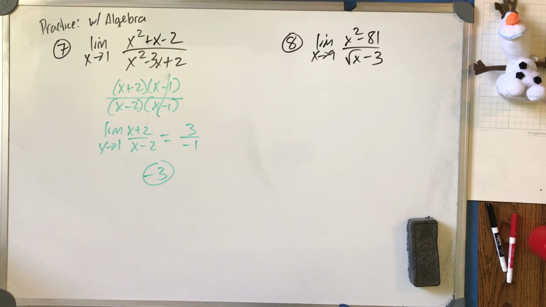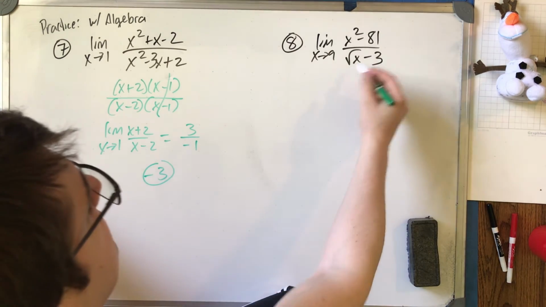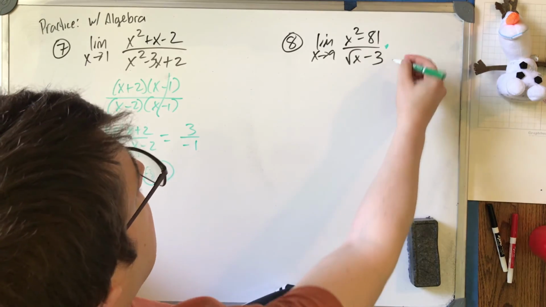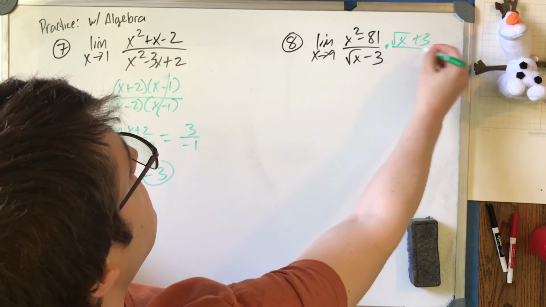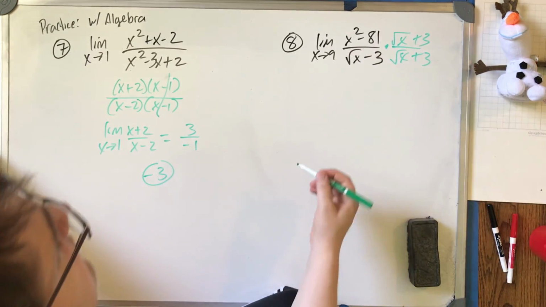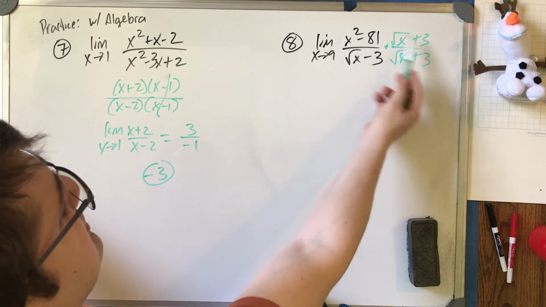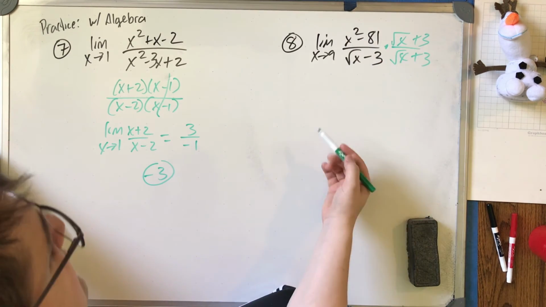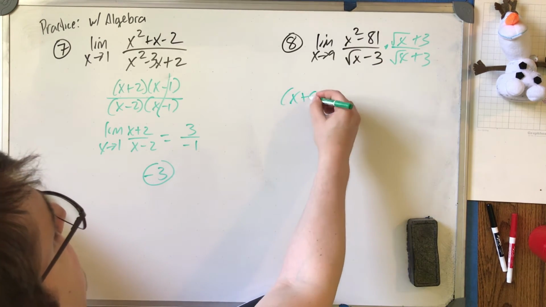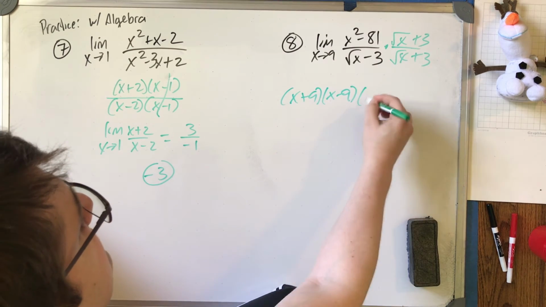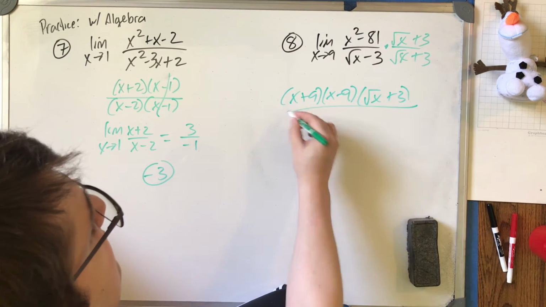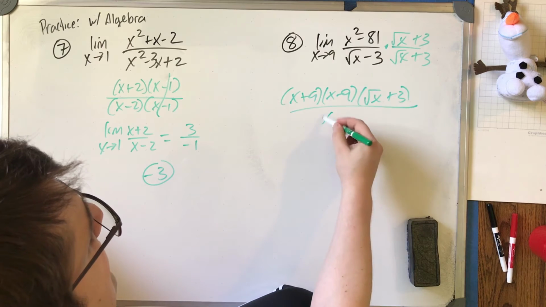Try to direct substitute in for this one. Not going to work out too well for us, so I will multiply top and bottom by the conjugate, the square root of x plus 3. On the top, I'm not going to actually distribute these through, but I am going to factor the x squared minus 81. So I'll get x plus 9, x minus 9 times the square root of x plus 3. And on the bottom, I'm going to get x minus 9.